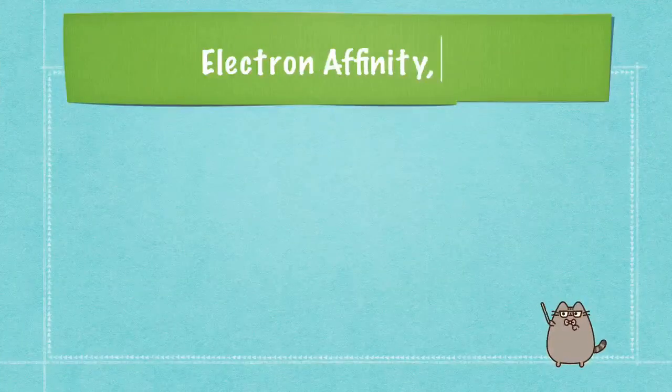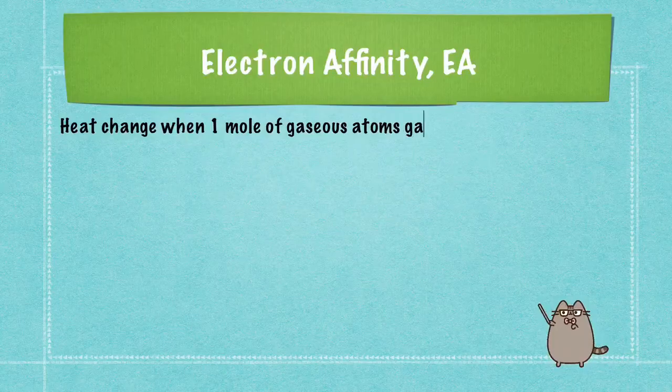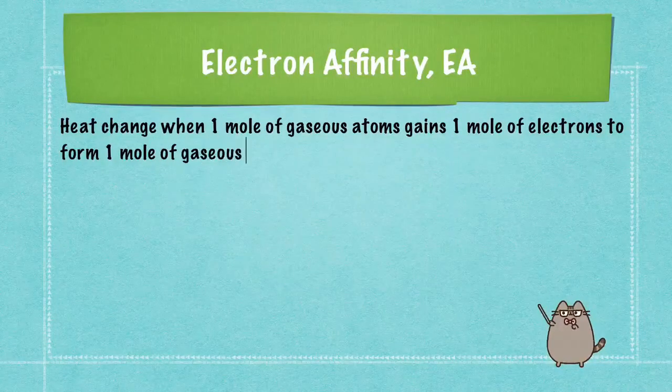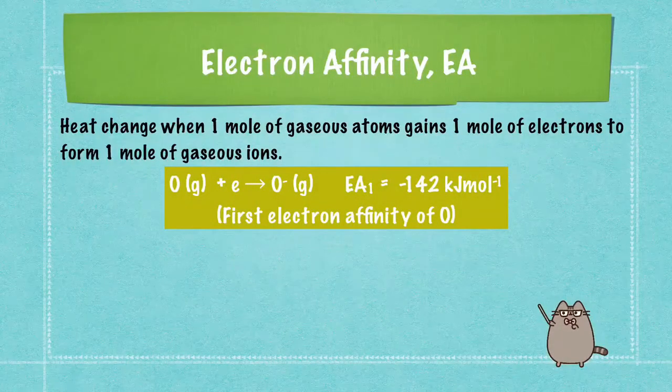Electron affinity, EA. Electron affinity, EA, is the heat change when 1 mole of gaseous atoms gains 1 mole of electrons to form 1 mole of gaseous ions. For example, the first electron affinity for oxygen is negative 142 kJ per mole.